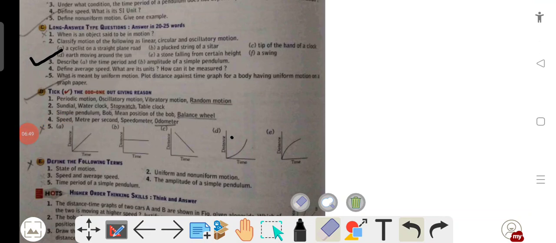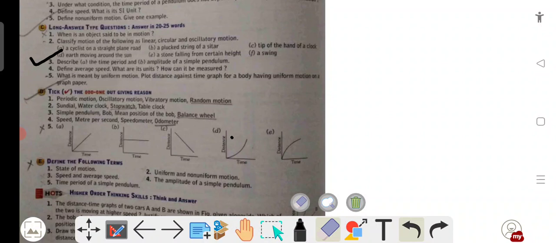That is, it does not follow any specific path. Random motion does not follow any specific path and changes its direction suddenly. So that's why it's the odd one out of these four. Okay, now question number D2: the sundial, water clock, stopwatch, table clock.